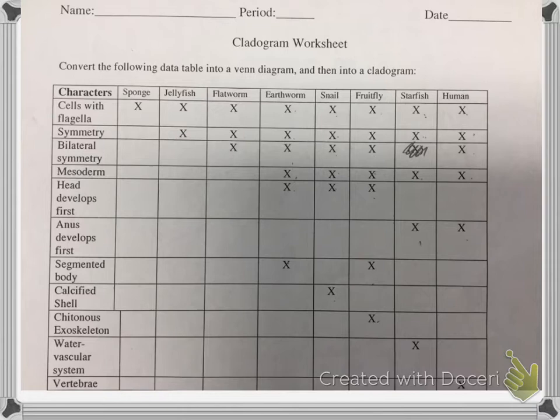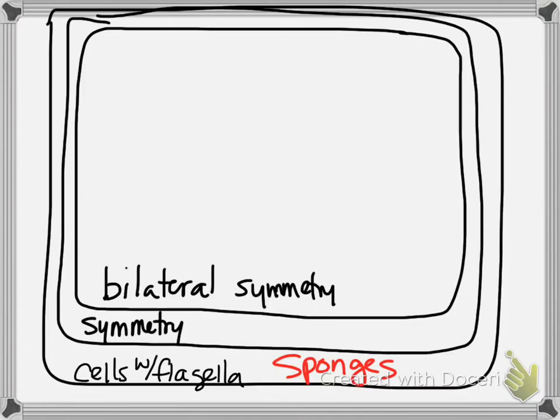What here has got some kind of symmetry and cells with flagella and nothing else? Jellyfish. So we're going to put jellyfish here. And do you know what symmetry is? It's symmetrical. Things that are symmetrical. So bilateral symmetry, the prefix bi means how many? 2. Lateral means side to side. Bilateral symmetry is side to side symmetry. So if I draw that, it is generally bilaterally symmetrical. You are bilaterally symmetrical.